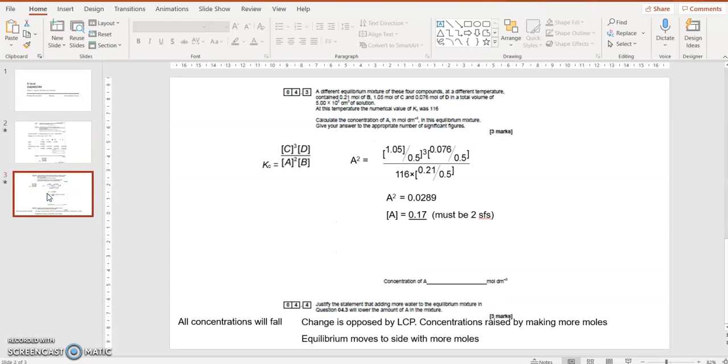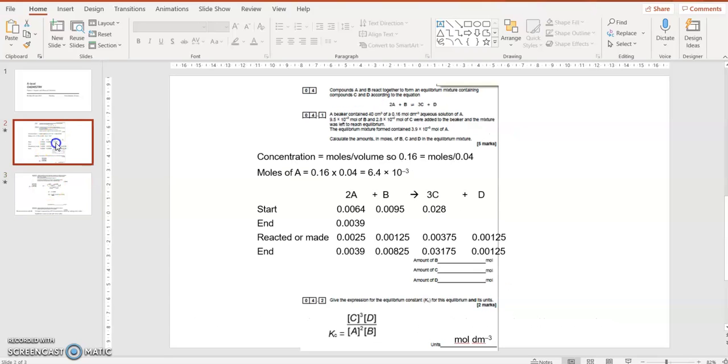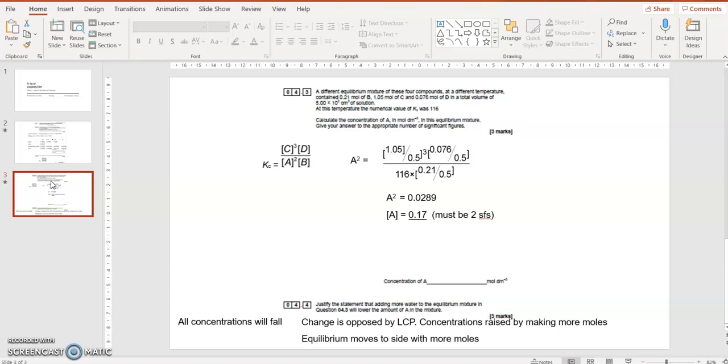A different equilibrium mixture of these 4 components at a different temperature contained... oh, that's interesting, so a different temperature, so I've got a different equilibrium constant than I had before. Not that that seems to matter very much, but it is a different temperature, so my equilibrium constant Kc has changed. Remember, equilibrium constants only change with temperature. Nothing else will change them.